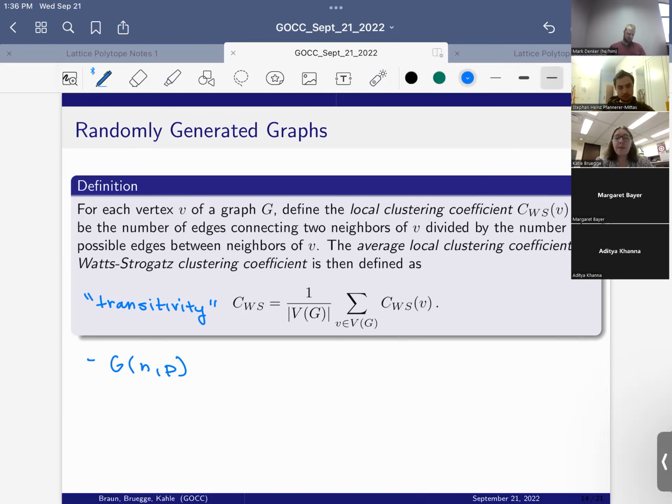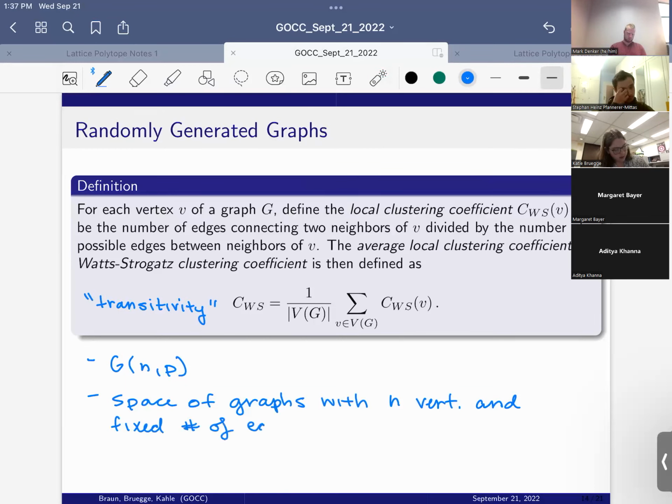We also used some Markov chain Monte Carlo sampling methods to sample from the space of graphs with n vertices and a fixed number of edges. And we use similar techniques to sample from the space of graphs with n vertices and fixed degree sequence.